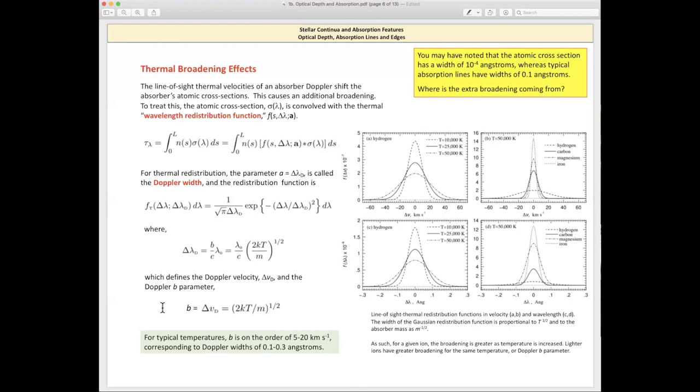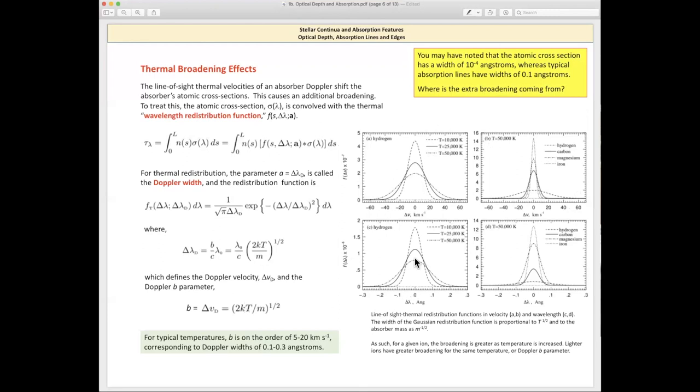That tells you that your gas particles are moving with average speeds along the line of sight around 5 to 20 kilometers per second. This m is the mass of the absorber. If we're talking about hydrogen absorption lines, that's the mass of hydrogen. If we're talking about iron absorption lines, that's the mass of the iron. T is the temperature of the gas.